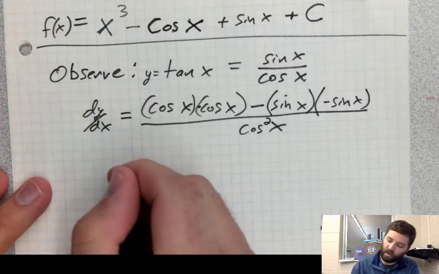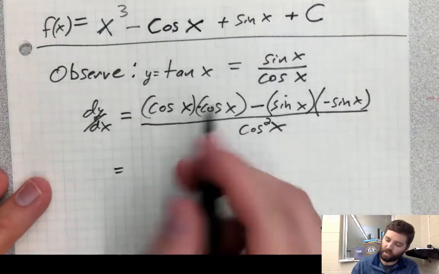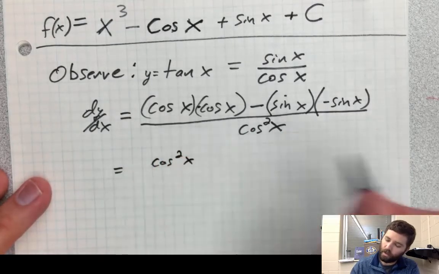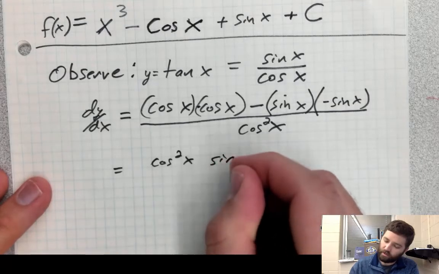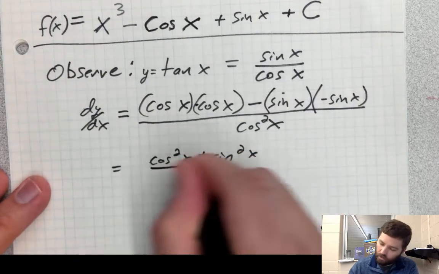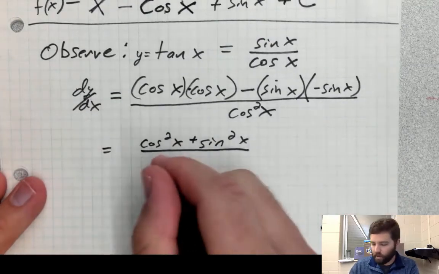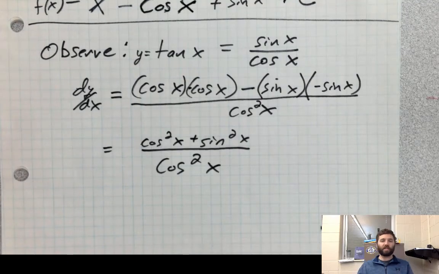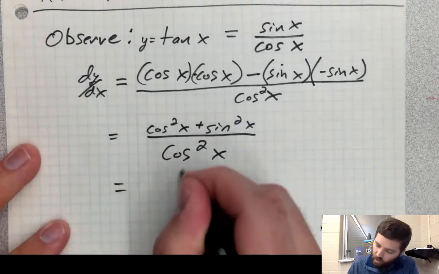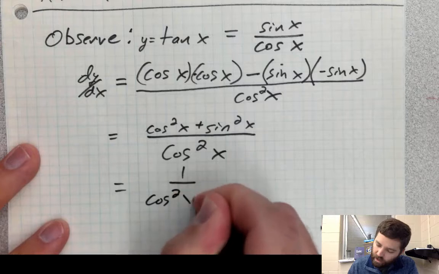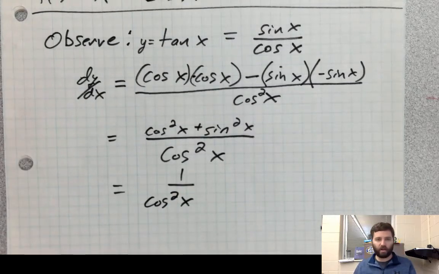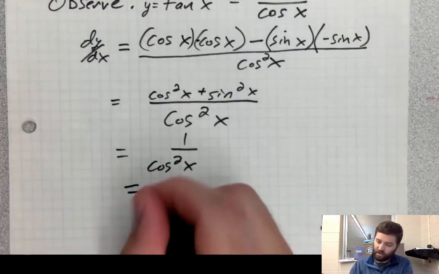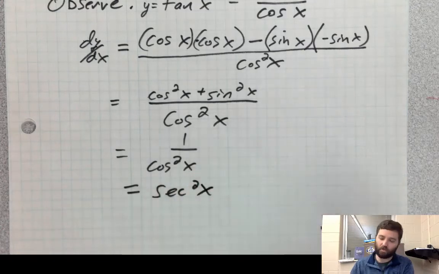All right, so let's clean up. So I will get cosine squared plus sine squared x, all divided by cosine squared x. Oh, cosine squared plus sine squared, that's 1. Okay, so this is going to be 1 divided by cosine squared x. And 1 divided by cosine, I remember that's an identity. 1 divided by cosine is secant. So this can be written then as just secant squared x. There's your derivative of tangent.